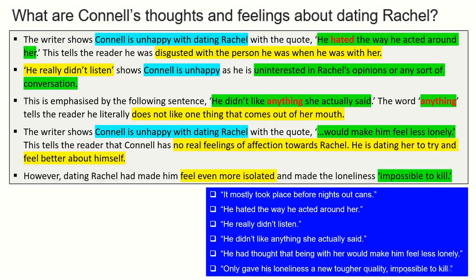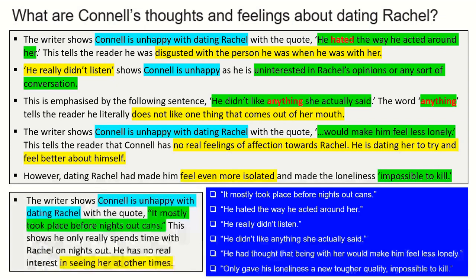So there's 5 quotes. It'll get me 5 marks. If I'm really, really quick, I can do one more. I've put, the writer shows Connell was unhappy with dating Rachel with a quote, it mostly took place before nights out. This shows he only really spends time with Rachel on nights out. He has no real interest in seeing her at other times. So again, blue is the question, green is my quote, and yellow is talking about Connell's thoughts and feelings towards Rachel.